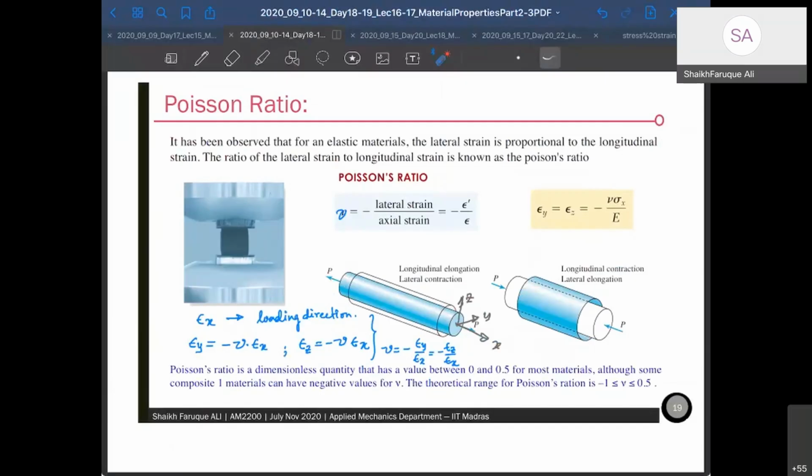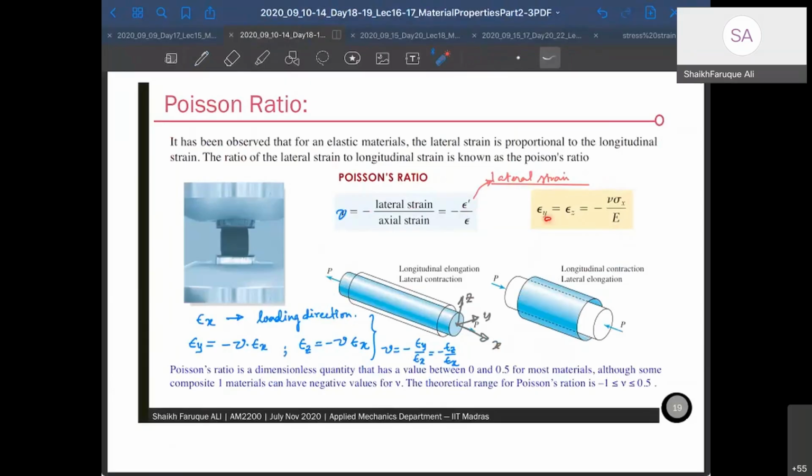Okay? And it is given by nu, the symbol that we use for Poisson ratio, and it is the negative of lateral strain by axial strain. So it is negative of epsilon dash by epsilon. Epsilon dash is lateral strain and epsilon is axial strain. Okay. All right. This formula we still don't know, but take it for granted from me right now. We will develop this formula probably in the next class.